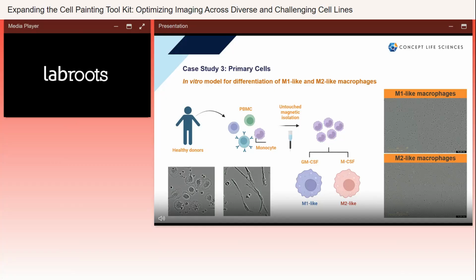These changes reflect cytoskeletal remodeling and organelle rearrangement, which therefore should also be detectable via phenotypic assessments such as cell painting.